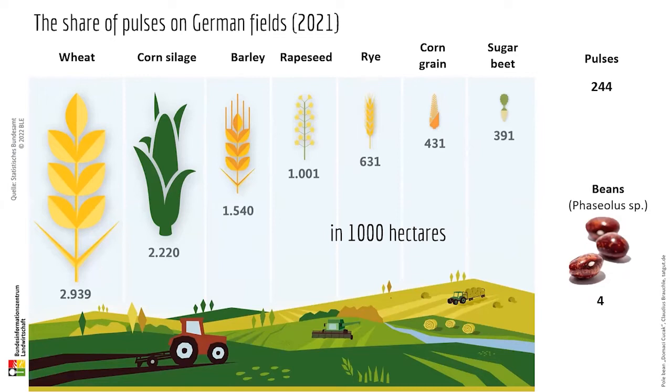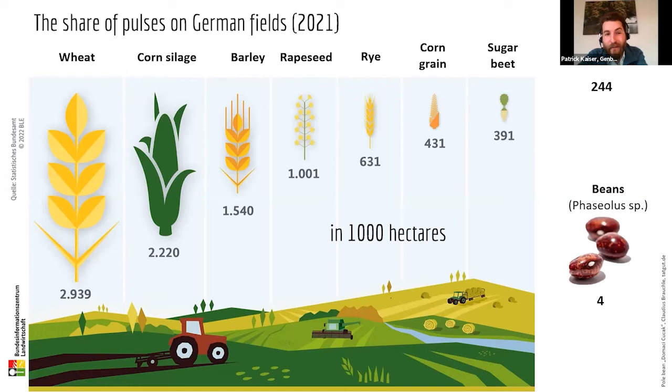And the pulses only take 244,000 hectares. And that is a lot of lupines and broad beans and peas. And if we pick out only the beans, the Phaseolus part, it's only 4,000 hectares. So that is really, really little. Putting it in percentage, it's only 0.02% of the German fields now used for beans. I guess that could be much more.